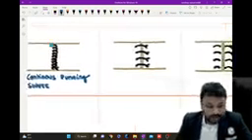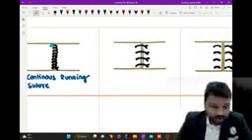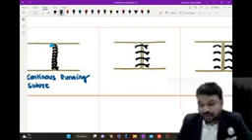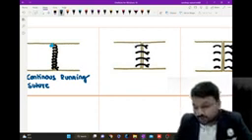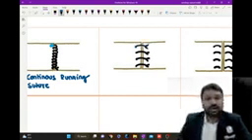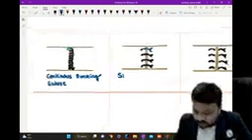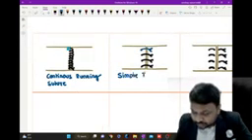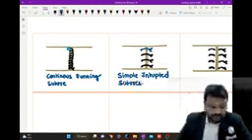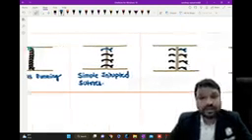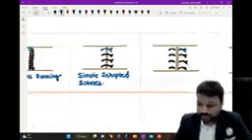On the other hand, you will notice that there is one entry point here, and then you're putting a knot and exiting on the other end, right? So entry and exit, and there is no continuity, and this is what we call simple interrupted sutures.